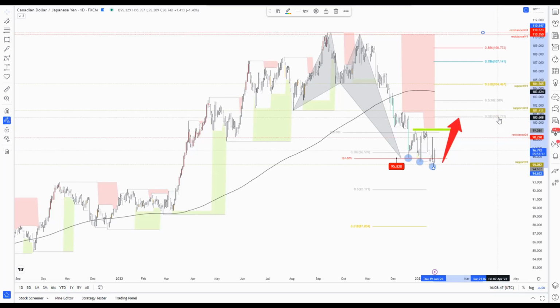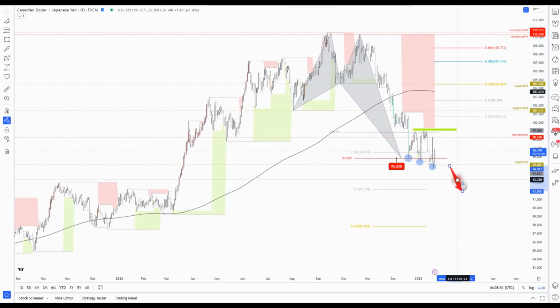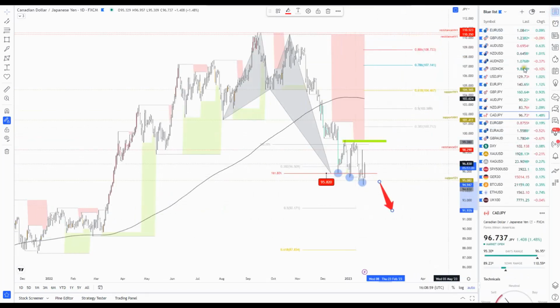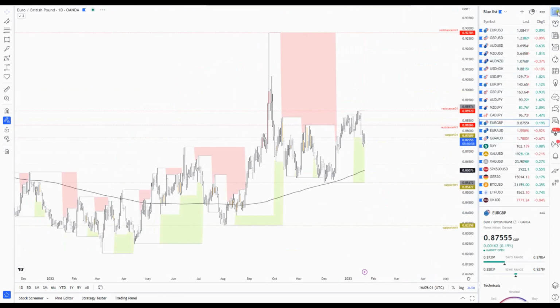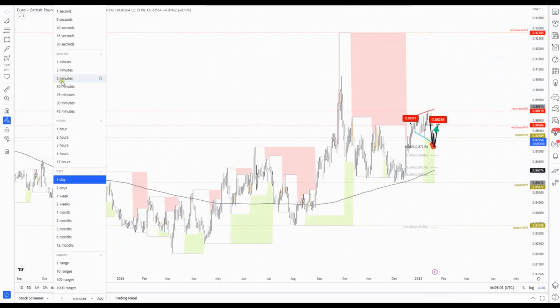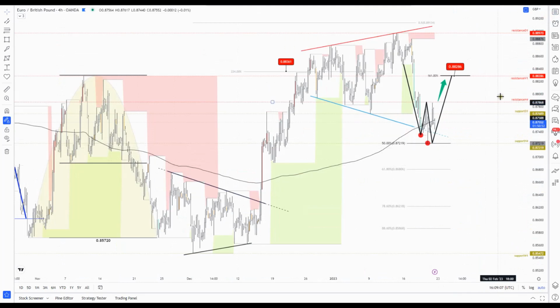100.71, also for the Canadian dollar versus the Japanese yen. Of course, the same will happen. A breakout of the lows will vanish and invalidate this sequence, and of course we will lose this trade. Now let's go into a lower time frame. Let's reduce this into a 4 hours time frame.